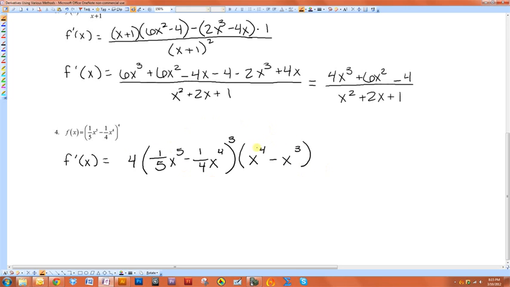Now, it really is going to depend on the instructor, but most instructors will want you to just leave it in this form instead of expanding all of this out, because it's going to be a pretty high degree polynomial.